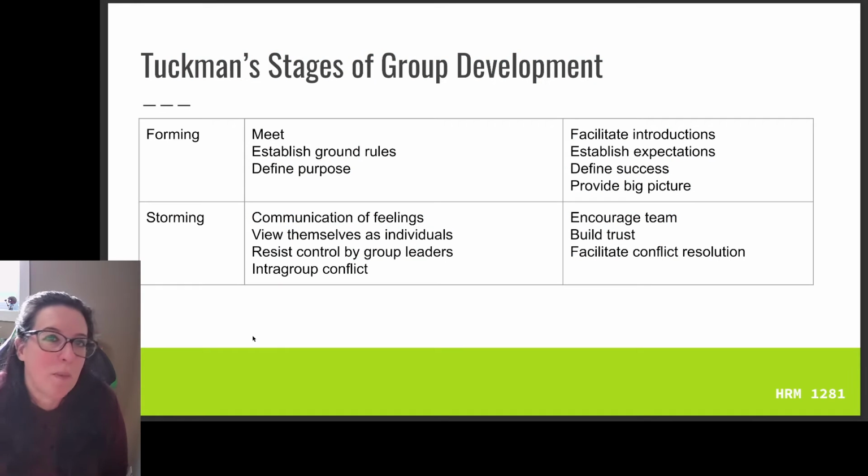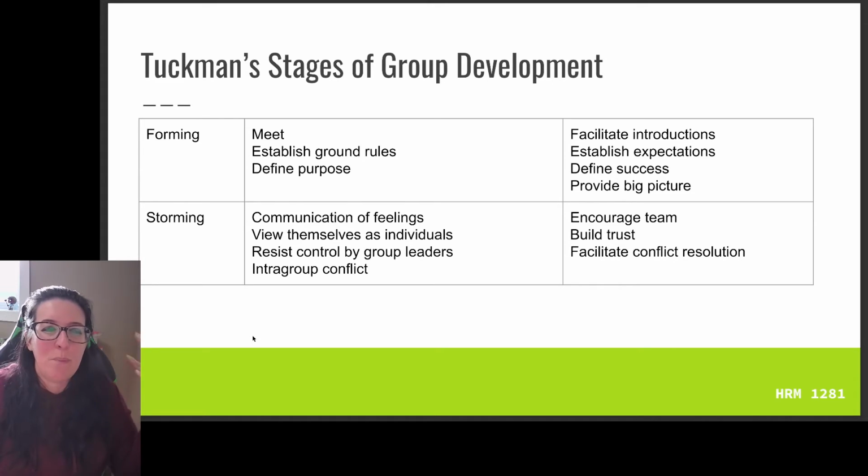So we start with forming. So forming is where we bring the team together. We identify individuals who are part of the team. They meet and they start to get to know each other. So we're establishing ground rules. We're defining the purpose of the team. If you are a team leader, then your role in this process is to facilitate those introductions, establish expectations. So what do we want to see from the team? What does it mean for the team to be successful?